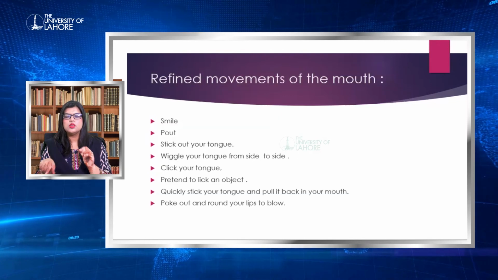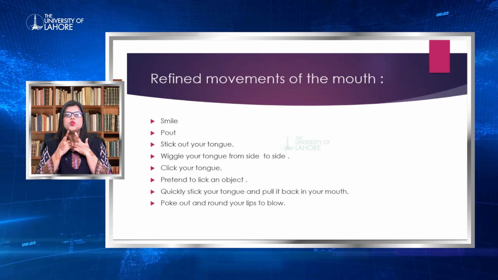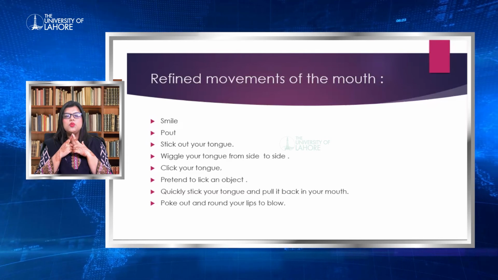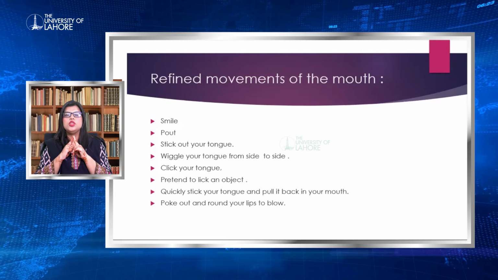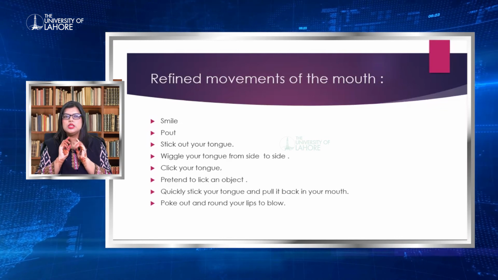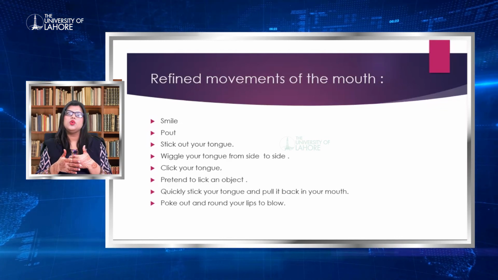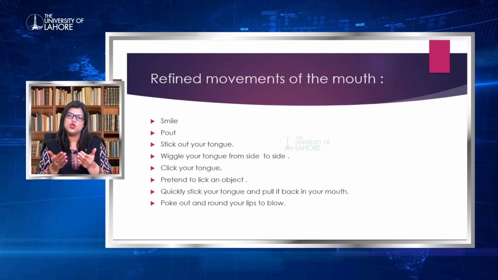Second point was your mouth. So, refined movements with your mouth. Refined movements with your mouth come with a smile. So you have to teach the child how to smile. You have to teach the child how to pout, stick your tongue out.